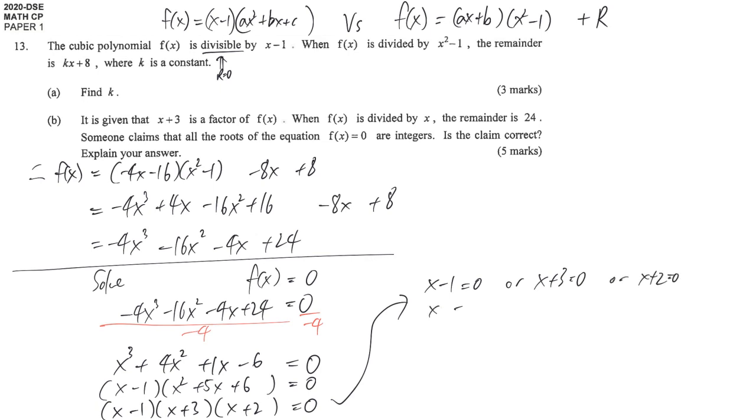So we have the first root equal to 1, the second root equal to negative 3, the last root equal to negative 2. All of them are integers. So all roots are integers, which means that we agree with the claim. The claim is correct.